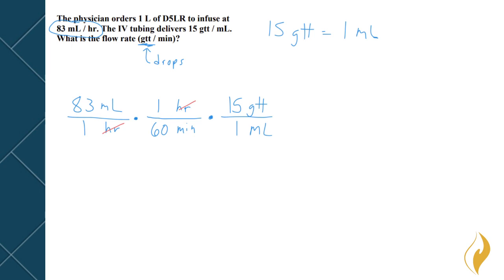So I can now cancel this milliliter with this milliliter. And my units that are still there, I have drops on the top per minute. And that's what I was aiming to get. So I know that I've done the correct work in order to get my final answer.